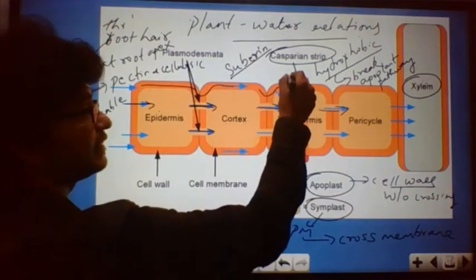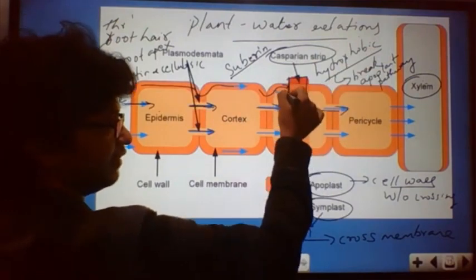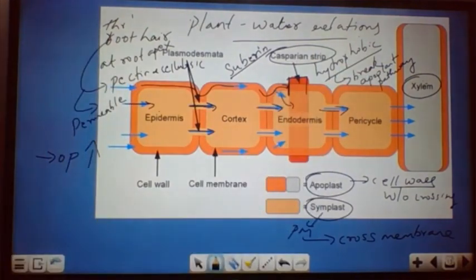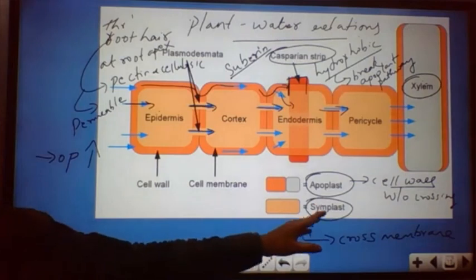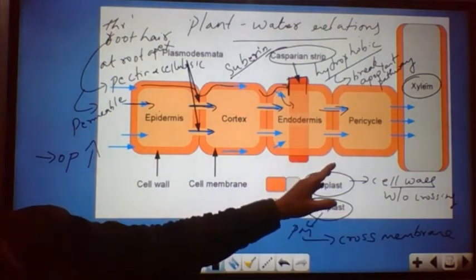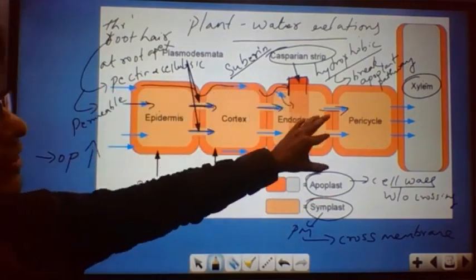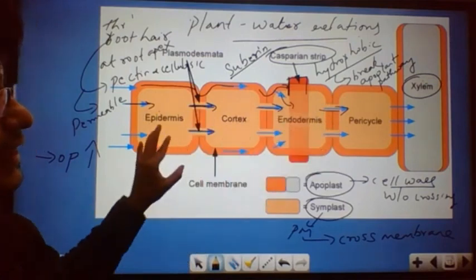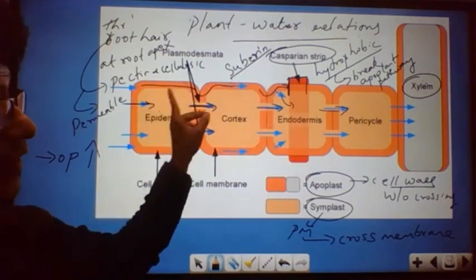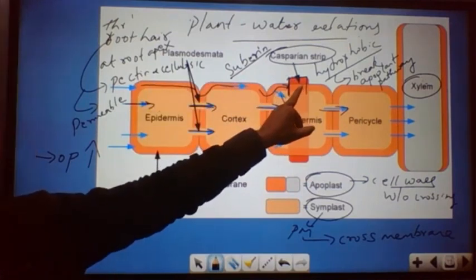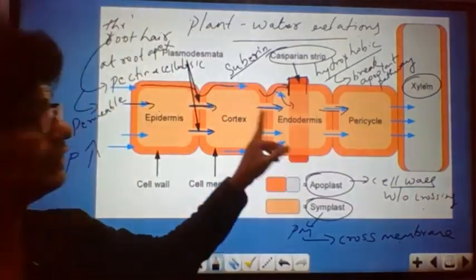Because anyhow, the Casparian strip is going to block at some point, and it will break the apoplast pathway so that the water gets inside the endodermal region. That is why most of the time the common pathway is symplast. Okay, fine. So epidermis, cortex, then the endodermis. There are no such interruptions in case of symplast, but in case of apoplast, it's going through the cell wall since it's not crossing any of the membrane, until it reaches the Casparian strip in the endodermis. So this makes the difference.